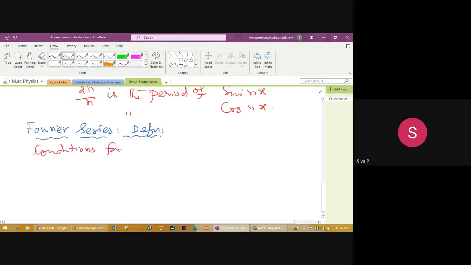Conditions for a Fourier expansion. Those conditions are called Dirichlet's conditions. Somebody pronounces it Dirichlet's or Dirichlet's conditions. What are the Dirichlet's conditions?